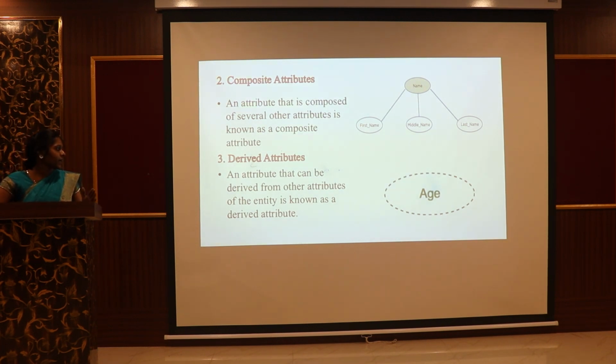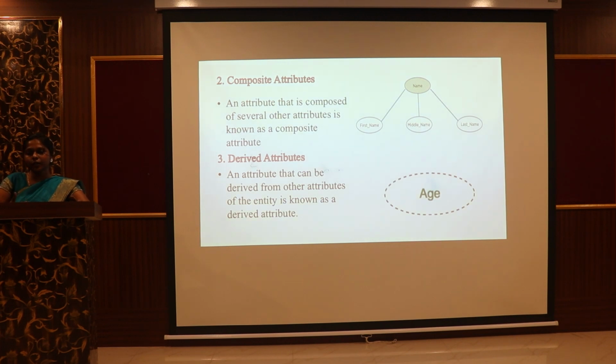An attribute that can be derived from other attributes of the entity is known as a derived attribute. For example, what is derived? In the name itself, we know what derivation is. We are deriving something from a formula. We are applying formulas and deriving the answer from the previous step. That is called derivation, right?